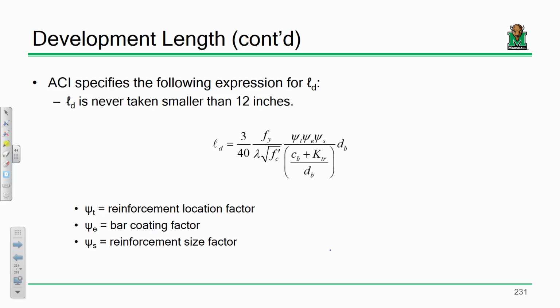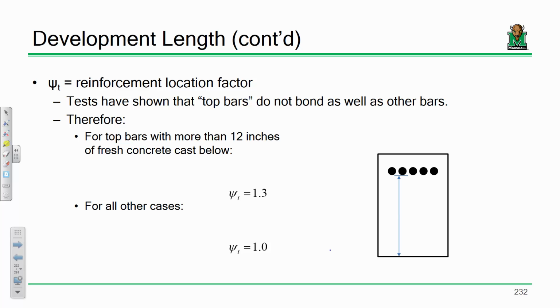So let's take these factors one at a time, and let's make sure we understand where these are coming from. Let's start off with this psi t. This is called a reinforcement location factor.